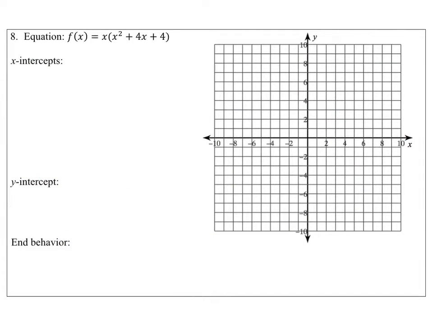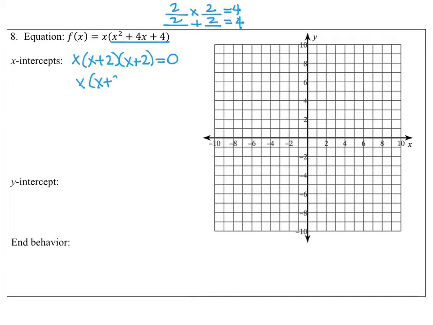Number 8 is very similar, except I need to factor this quadratic right here. So I'm looking to find 2 numbers that when I multiply them together equal 4, when I add them together equal 4 as well. The only number that works is 2. 2 times 2 equals 4. 2 plus 2 equals 4. So I'm going to rewrite this as x times x plus 2 times x plus 2, and I'm going to set this equal to 0. Or I could say x times x plus 2 squared equals 0.